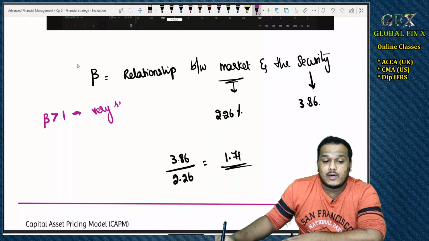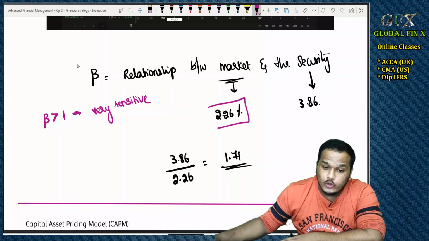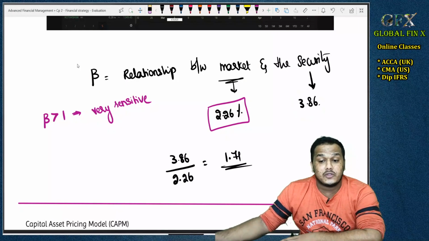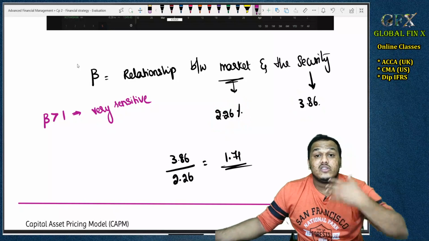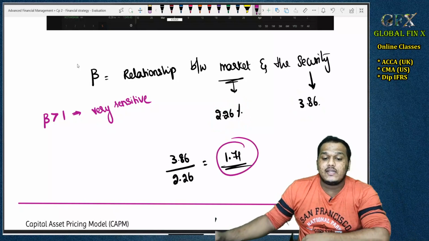Please understand, if the beta is more than 1, that means it is very sensitive to the market. In this case, when the market rose by only 2.26%, ICICI changed by 3.86%. So that means ICICI is more sensitive towards market changes. That's why the beta is more than 1.